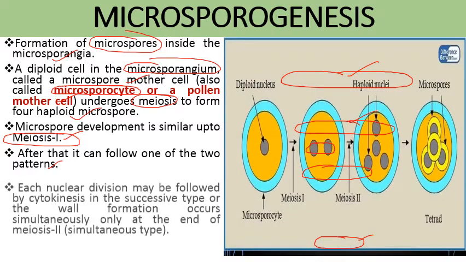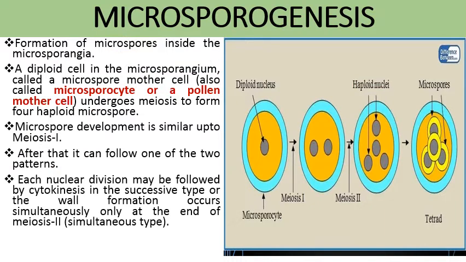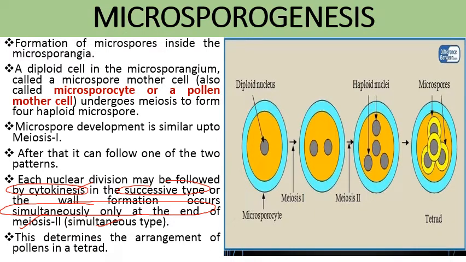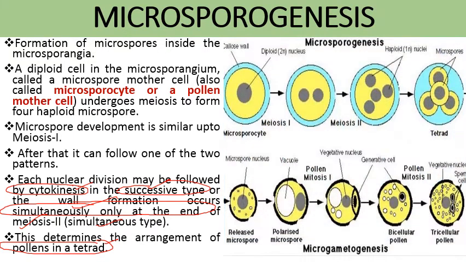The first pattern is, each nuclear division may be followed by cytokinesis, meaning immediately followed by wall formation. In the successive type, or the wall formation occurs simultaneously only at the end of Meiosis-II. जब Meiosis-II का end हो जाएगा तब ही इसमें walls बनेगी, that is simultaneous type. That we'll discuss in detail next slide. This determines the arrangement of pollen in tetrad. So जो pollen tetrad बनता है उसकी arrangement कैसी होगी ये determine करता है ये जो divisions हैं, that is successive type or simultaneous type.